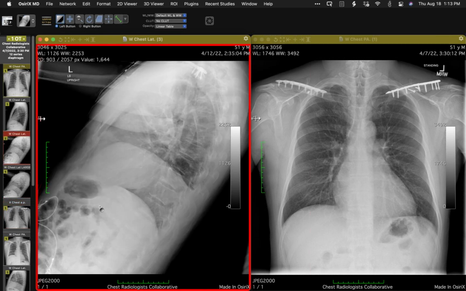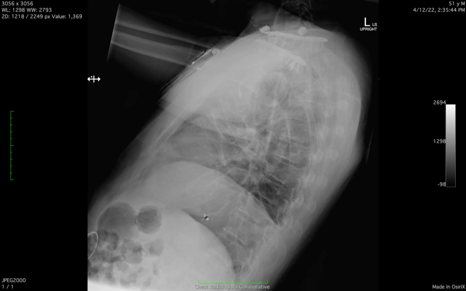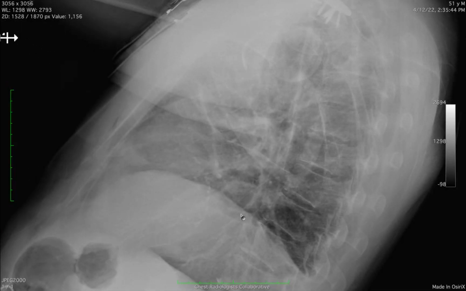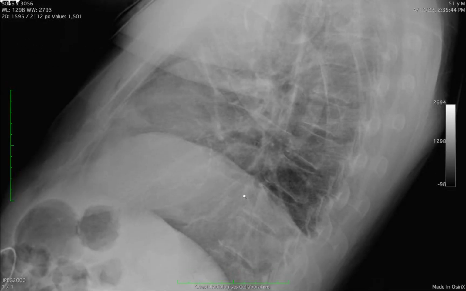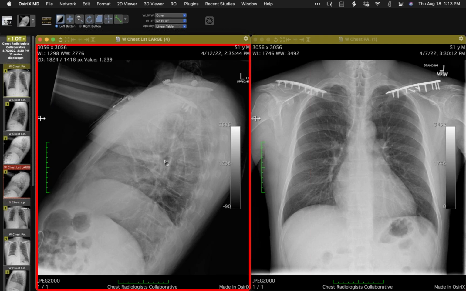Let me bring this up to see if I can show you that. It's really subtle, but there is a mitral valve annuloplasty device in here. So that procedure was performed with a little bit of subcutaneous emphysema. So an invasive procedure was done, but not via the sternum, via kind of a thoracotomy.